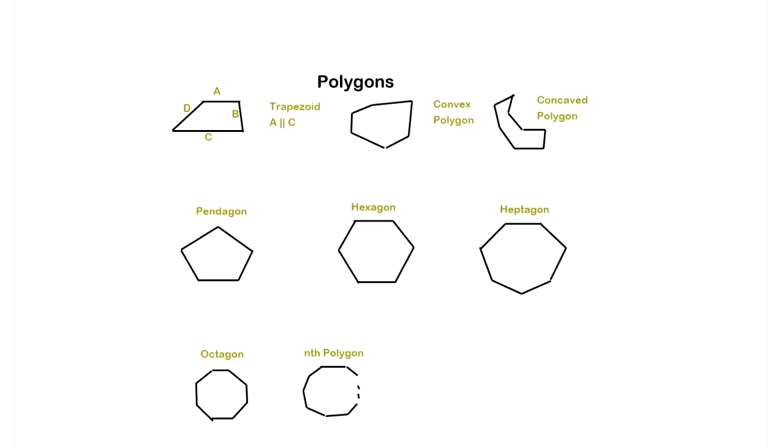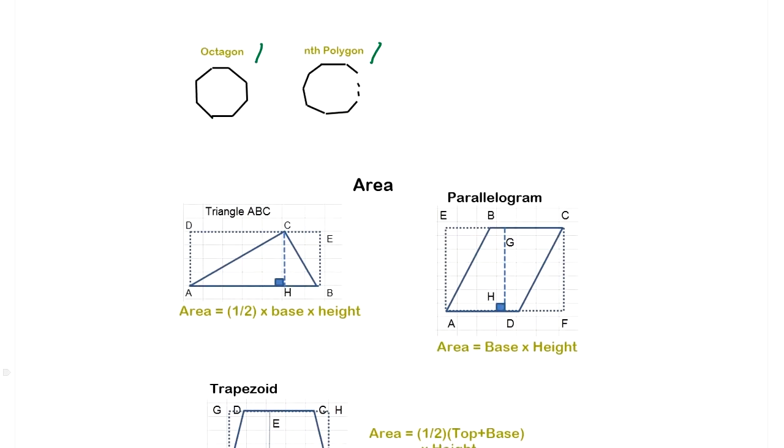Polygons. So trapezoid, as we defined, A and C are parallel. That's the only condition. A convex polygon is one where everywhere is sticking out. A concave polygon has some part caved in. And pentagon, hexagon, heptagon, octagon, and nth polygon. This is just a review.